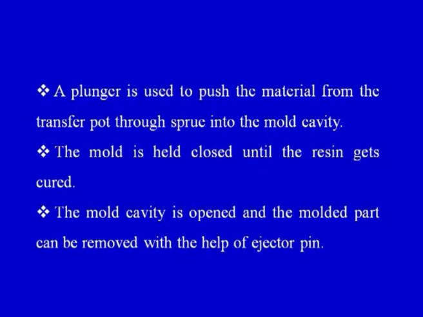Then the mold is opened and the molded part can be removed with the help of an ejector pin. In the diagram that I have drawn, I have shown an ejector pin which can operate from the bottom. If the final product is sticking to or adhering to the bottom part of the mold, this ejector pin will give a slight tap on the back side of the product and the product would pop or jump out of the bottom part of the mold. So the ejector pins can be used to remove the final product, which has cured and become solid, out of the mold cavity.